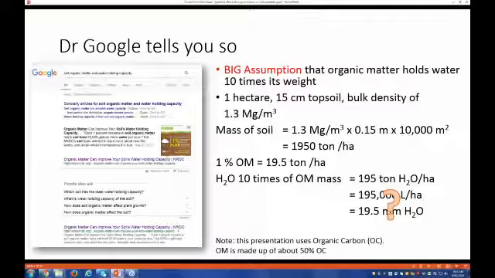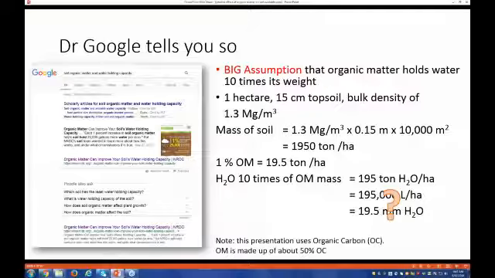And the other thing I want to add during this presentation: I talk about organic carbon. We assume that organic matter is made up of about 50% organic carbon. So when I talk about OC, that means organic carbon.